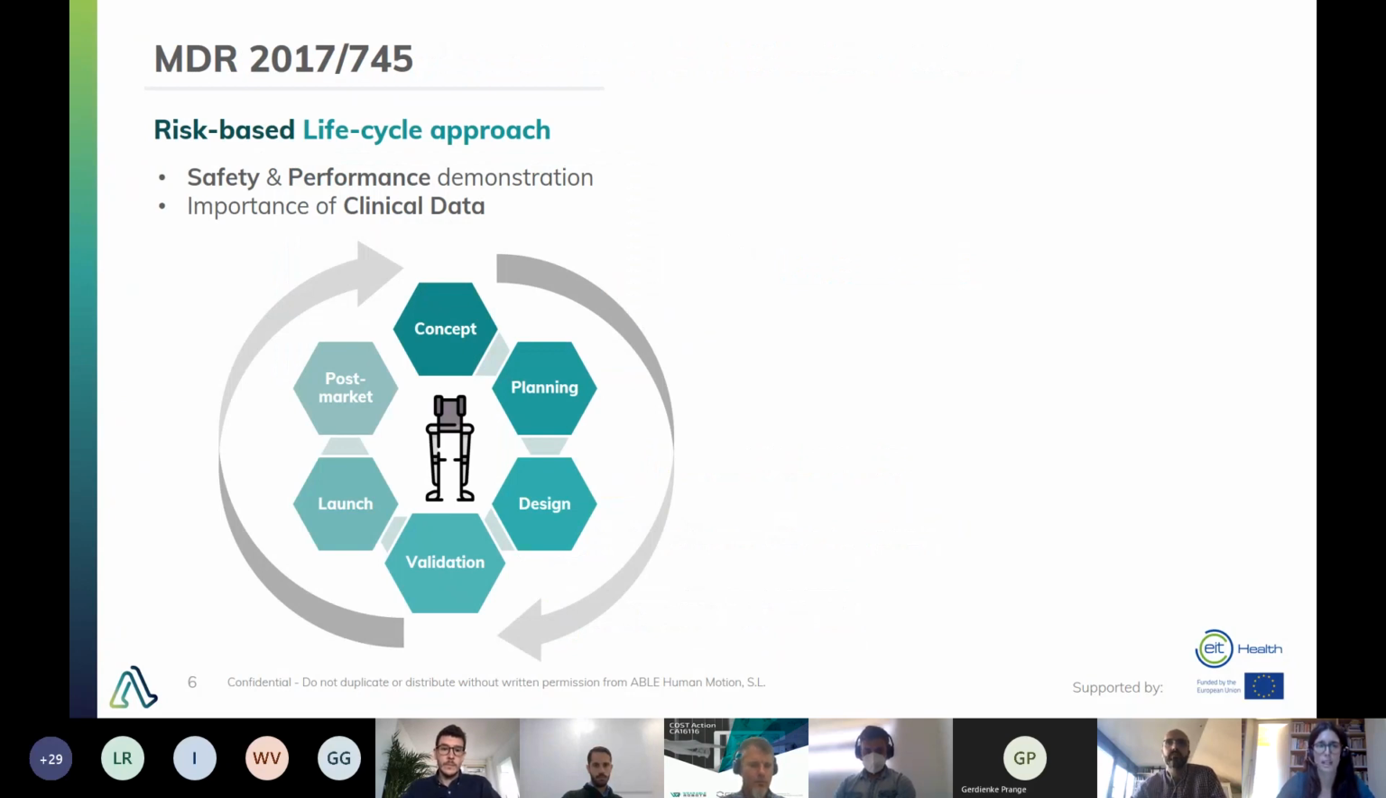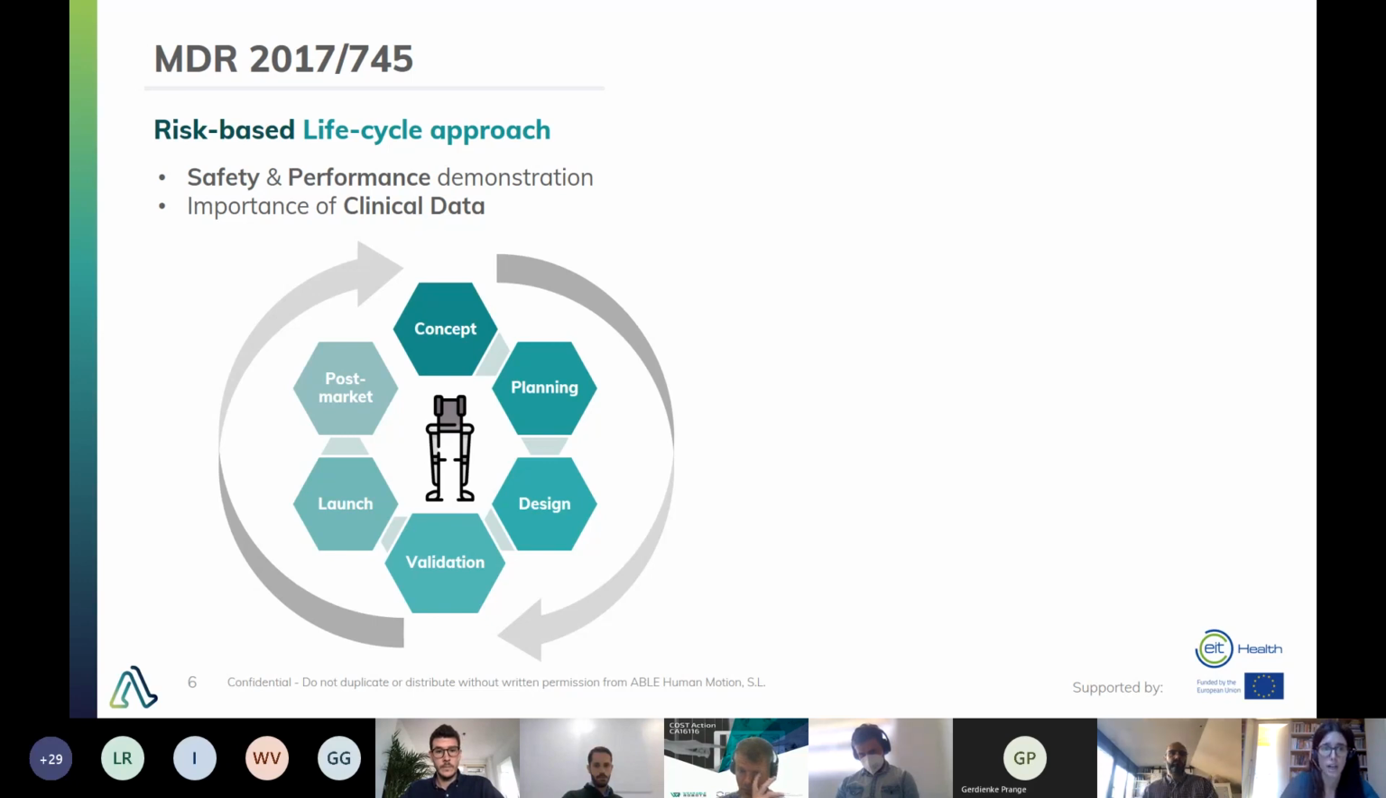I would say that the keystone of this regulation is that it uses a risk-based life cycle approach. And this means that we as medical device manufacturers need to be able to demonstrate safety and performance during the entire life cycle of the medical device, from its conceptualization to the design, validation, and during the post-market activities. So we need to be constantly reevaluating risk and assessing the safety and that the device performs as intended.